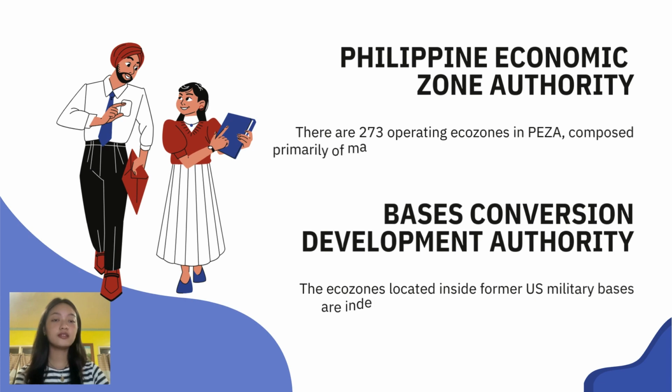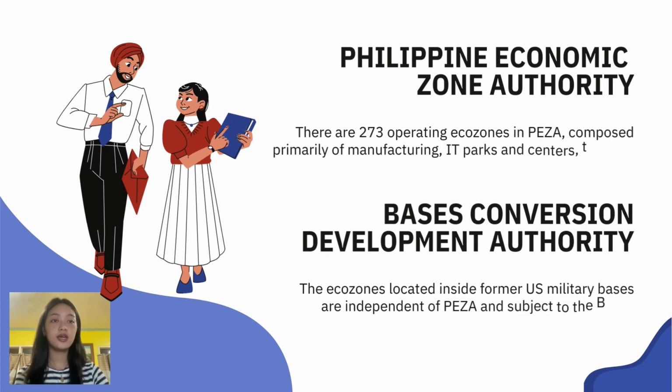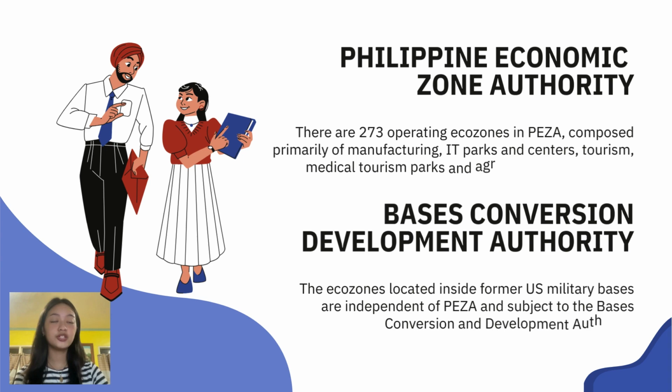Next, Philippine Economic Zone Authority. There are 273 operating ecozones in PEZA, composed primarily of manufacturing, IT parks and centers, tourism, medical tourism parks, and agro-industrial ecozones. PEZA supervises three government-owned export processing zones and provides incentives to enterprises in the remaining 270 privately owned and run ecozones. PEZA administrators have built a reputation for creating a transparent and predictable investment environment inside their zones of authority.